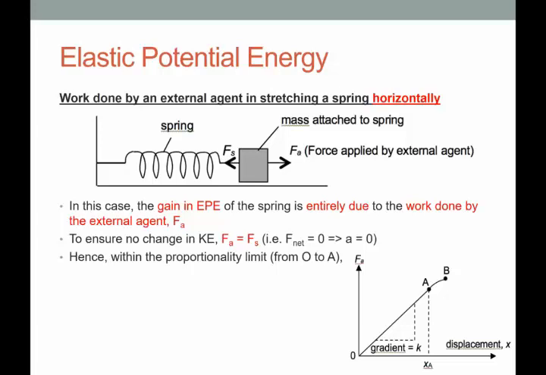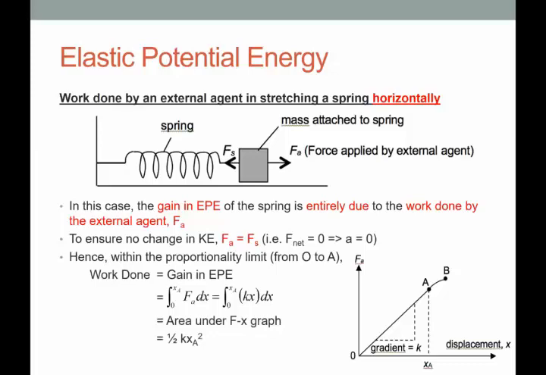Hence, within the proportionality limit from O to A, the work done by the external agent is the gain in the elastic potential energy of the spring. We integrate the function of F in the limits from O to xA. Otherwise, it's the area under the force versus displacement graph. The area of the triangle is half k xA squared.